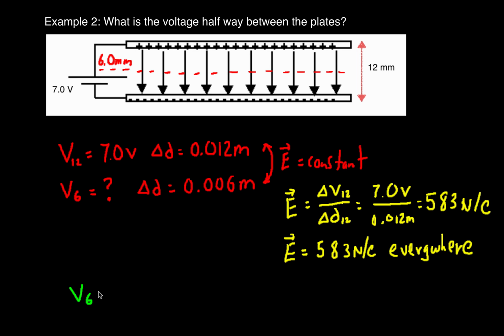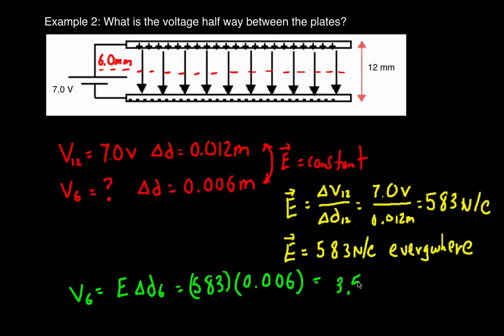The voltage at 6 millimeters is equal to the electric field times the distance. So this is 583 newtons per coulomb times the distance, which is 0.006 meters, which gives us 3.5 volts. This answer makes a lot of sense because if the total voltage is 7, at the halfway distance, half of 7 is 3.5 volts.